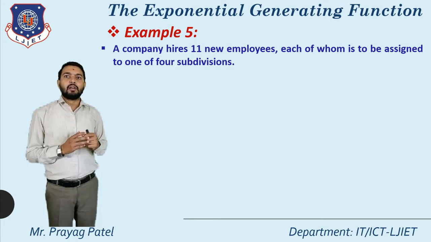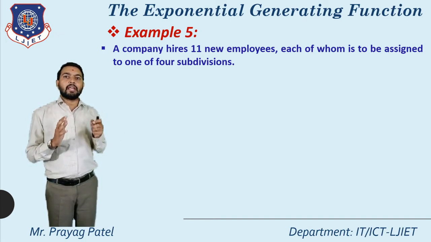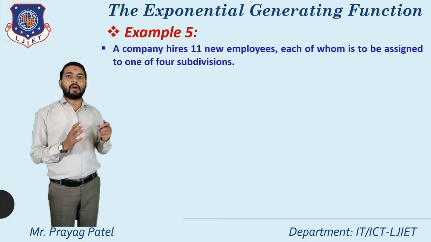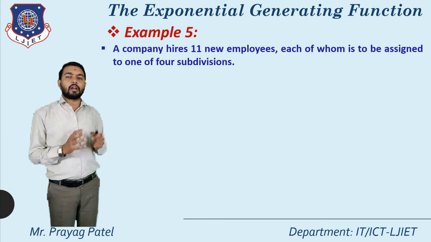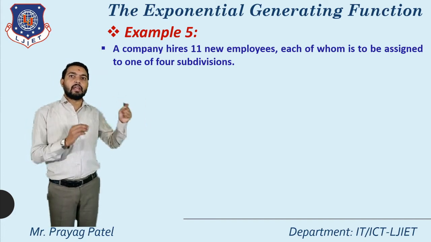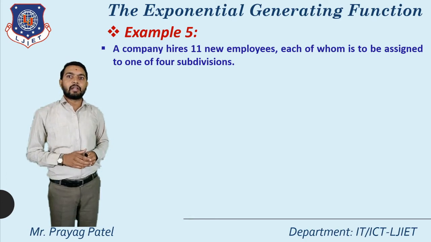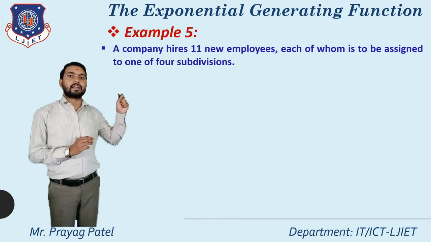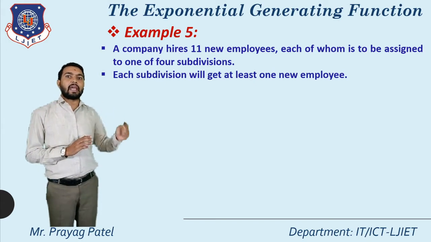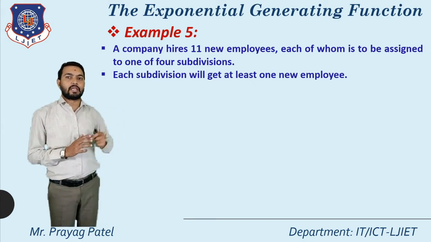Now the next example: a company hires 11 new employees, each of whom is to be assigned to one of the 4 subdivisions. So a total of 11 new employees are hired, and there are 4 departments or subdivisions. The condition is that each new employee is assigned to one of the 4 subdivisions. Now each subdivision will get at least one new employee. This is our second condition.